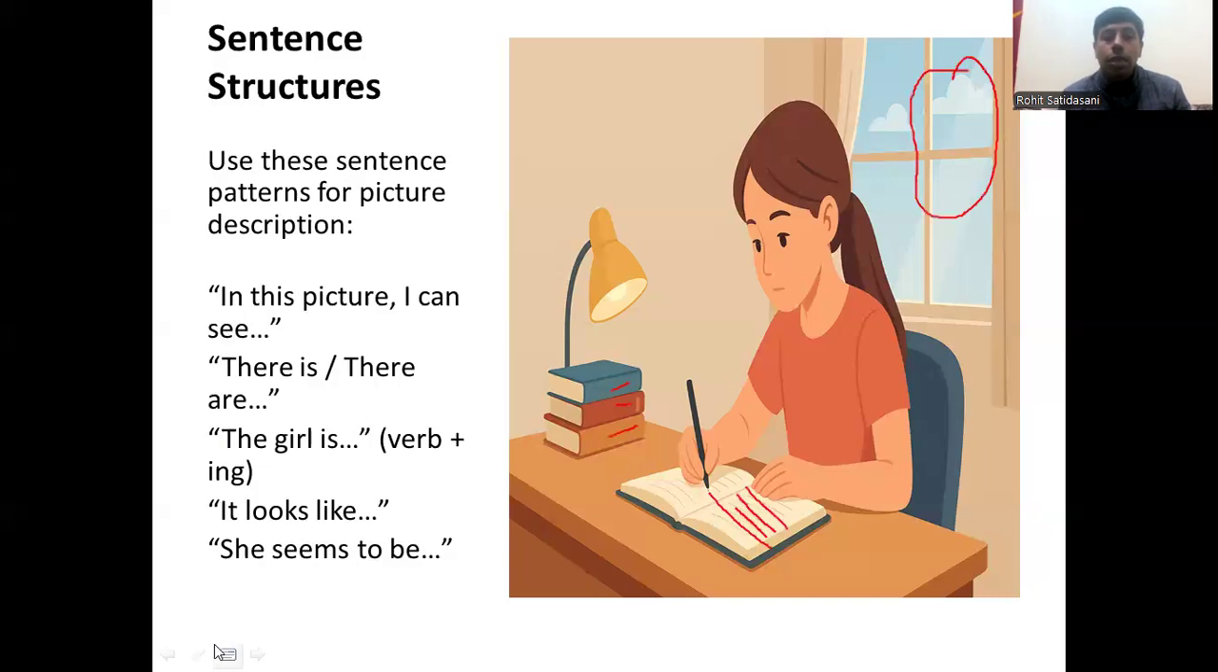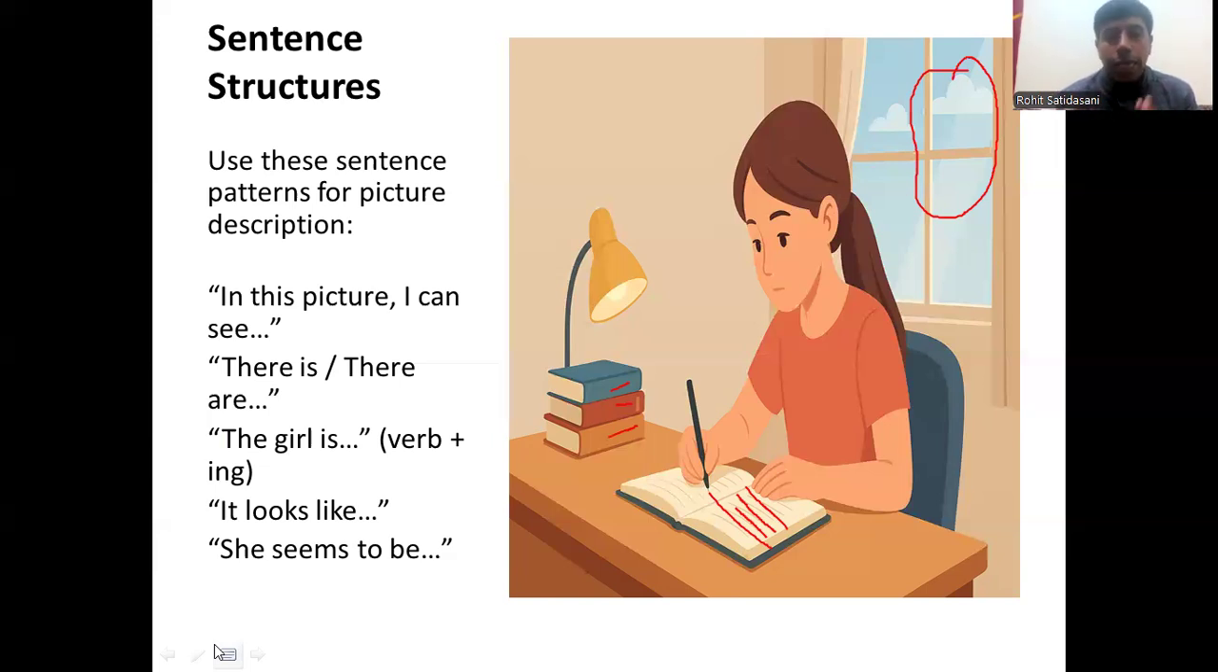Let's see some more sentence structures. The girl is. Now, we have to see what she's doing. Yes, absolutely. The girl is writing. Write is a verb plus ing. She's doing some action. She's writing.